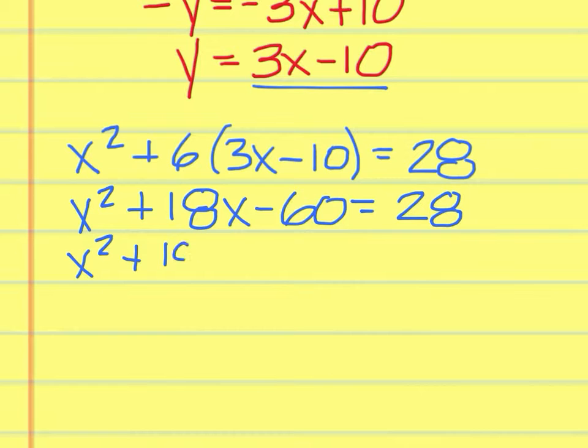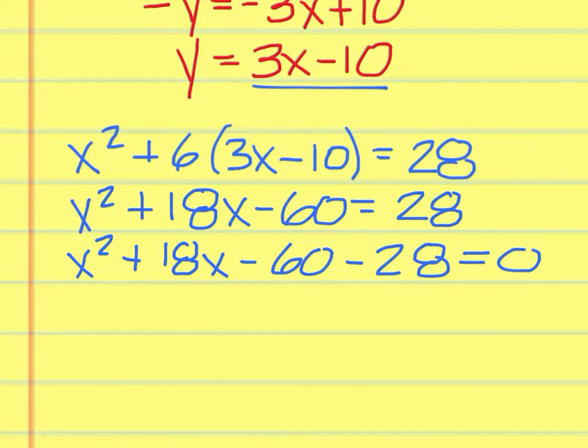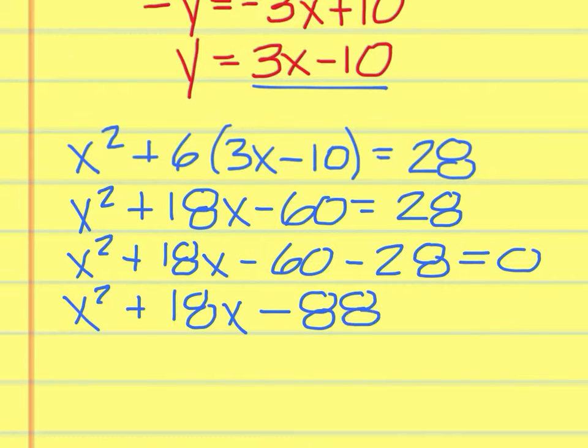x squared plus 18x minus 60 minus 28 equals 0, moving the 28 to the left. And you're going to have to simplify those back terms there. So you'll come up with x squared plus 18x minus 88 equals 0.